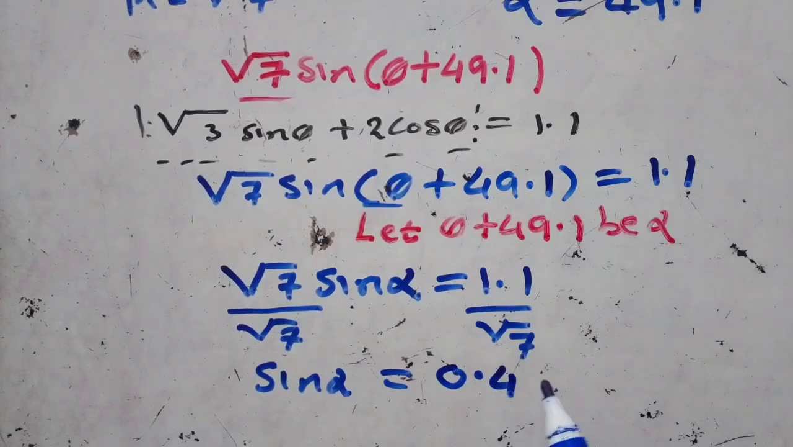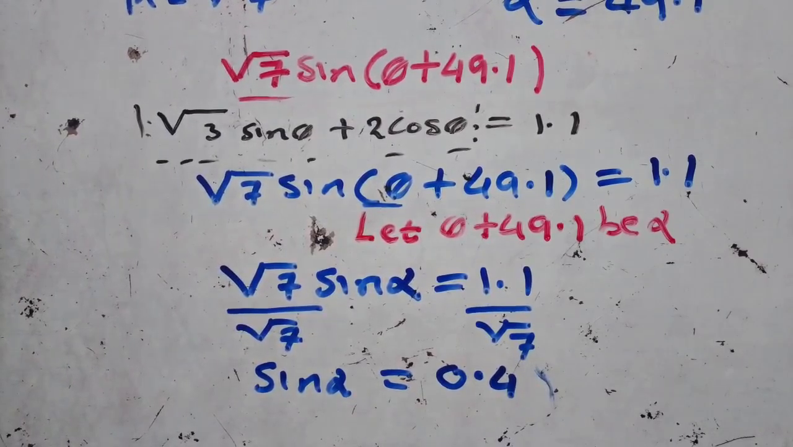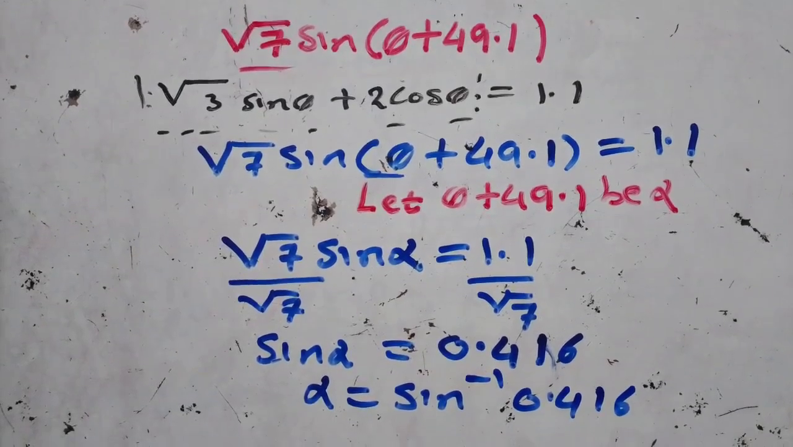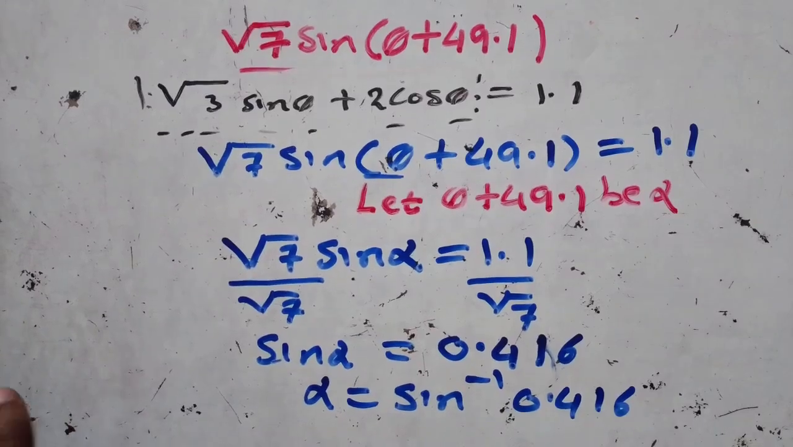That gives you 0.416. Then you make acute the subject of the formula, because we are finding acute. Acute is equal to, we take sine to this side to be sine inverse of 0.416. So this is how you make acute the subject of the formula. On your calculator you press shift, then sine, then 0.416, and it gives you 24.6.